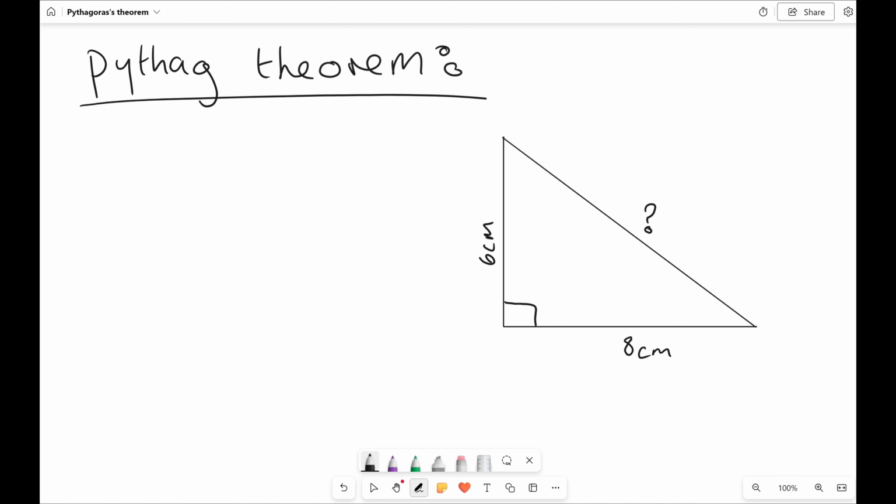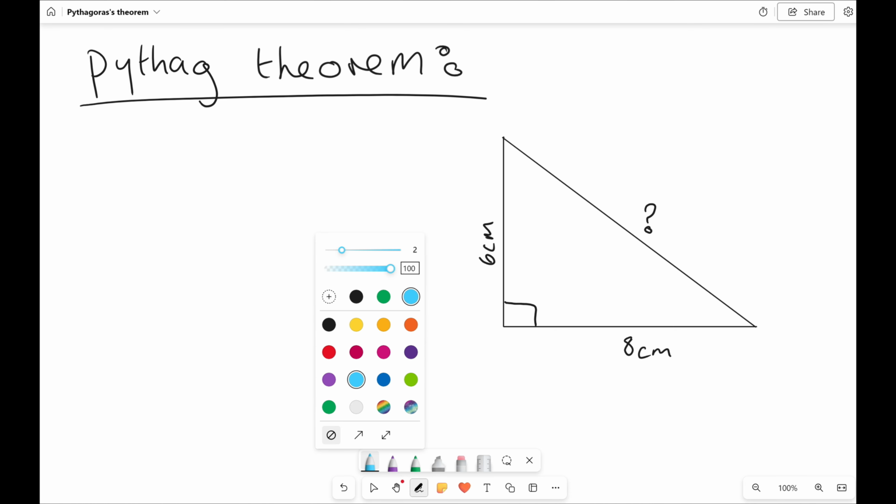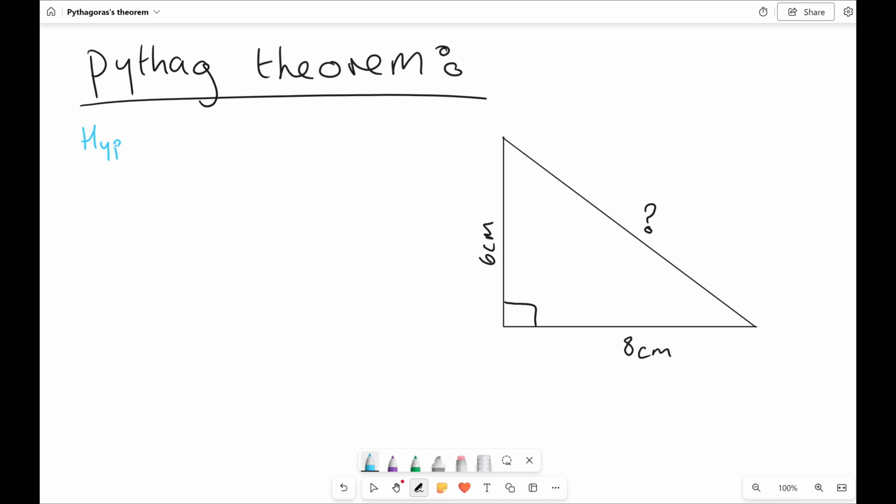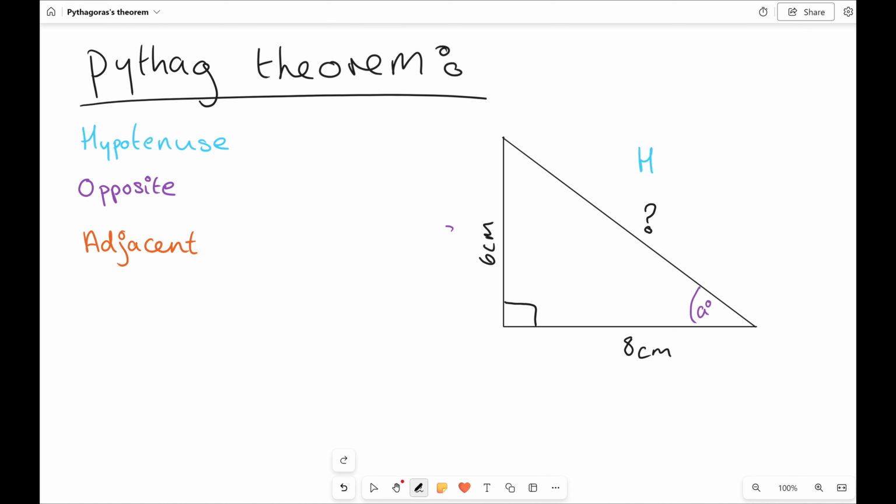We use Pythag. All right, so firstly, let's label this triangle. So you have the hypotenuse, you have the opposite as well, and then you have the adjacent. And this is how we label them on the triangle. So hypotenuse is the line that's opposite the right angle. So we label that H, yeah? The opposite is opposite an angle given. So I'm going to give an angle here. We're going to call this A. And then opposite this angle here is going to be the opposite side, yeah?